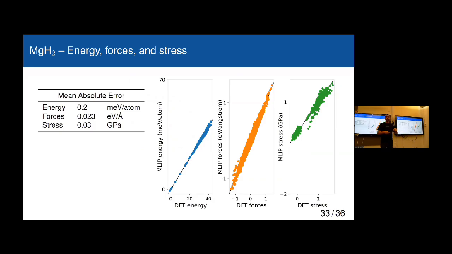When you look at the fitting, it's not that terrible. Okay, maybe the stress doesn't look so good, but I don't care about the stress in this case. I care mostly about the energy and the forces. And the error kind of looks okay. Actually, 0.023 eV per angstrom is pretty close to the accuracy that you expect on the forces just from the DFT calculation, right?